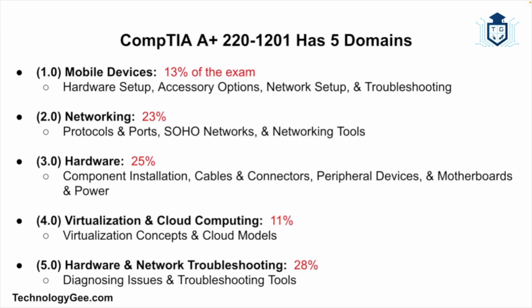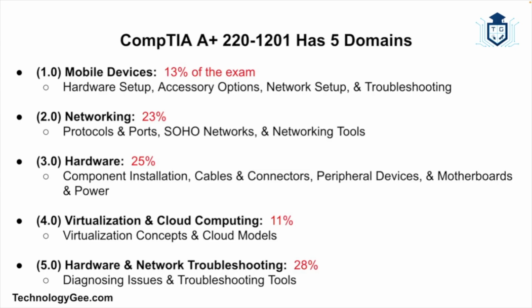When you get to domain 2, which is networking, that's going to take up 23% of the exam. And this is going to focus on protocols and ports, where you're going to learn about networking protocols, ports, and wireless technologies. You're going to learn about SOHO networks when it comes to setting up small office, home office networks, including IP addressing and VPNs. And you're going to learn about networking tools such as troubleshooting with crimpers, cable testers, and Wi-Fi analyzers.